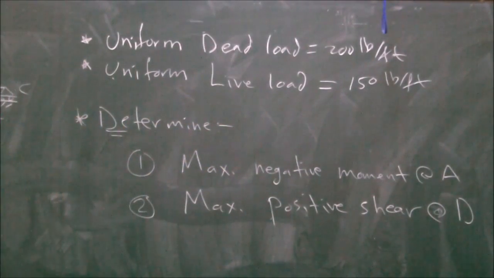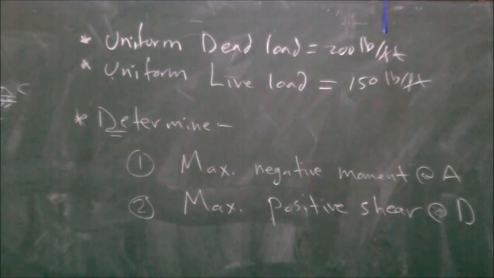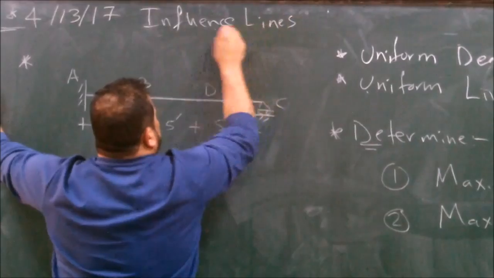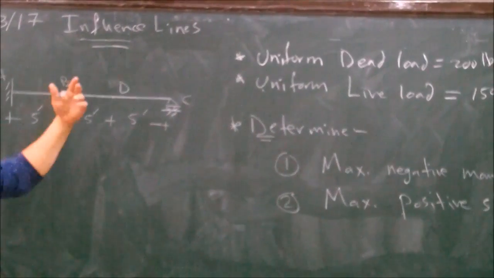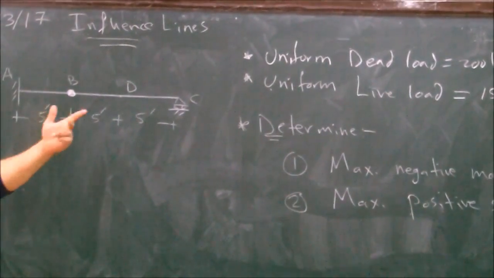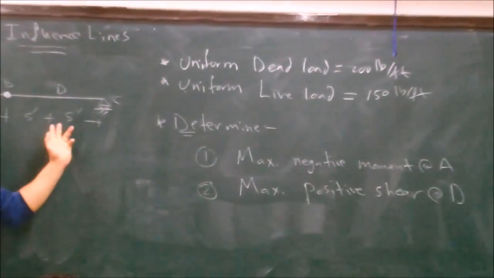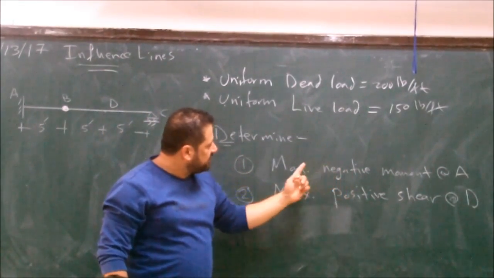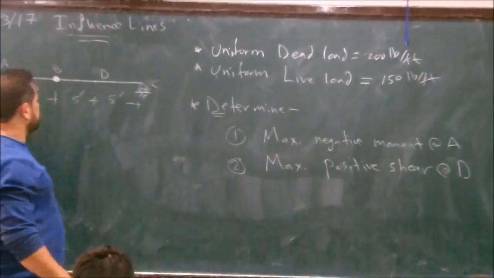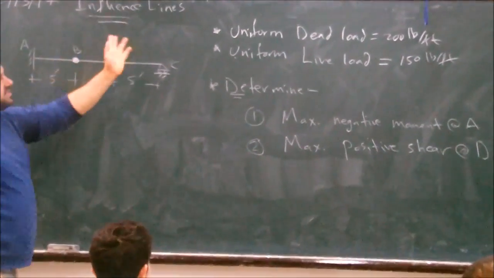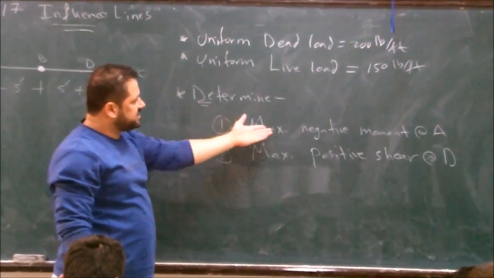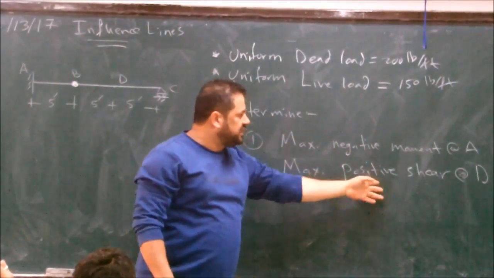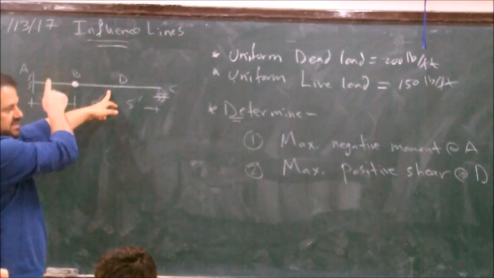Again, for influence line questions, there are two steps. First step, we construct the influence line. Second one, we place the loading to maximize. So first we need to draw the influence line for the maximum negative moment at A. Then we see where is the location of the load that will maximize this. Then we draw the influence line for the maximum positive shear at D. Then we see how we place the load to maximize.